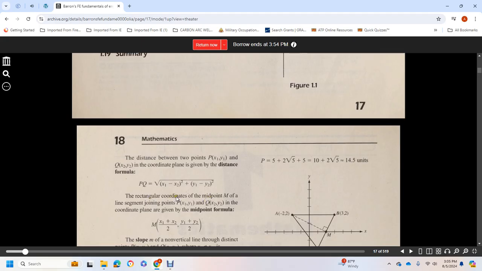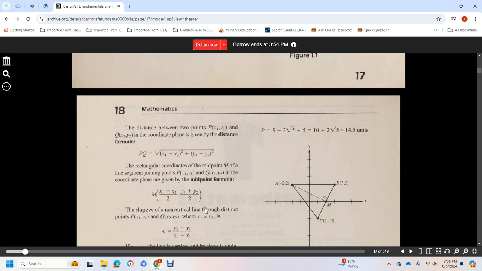The rectangular coordinates of the midpoint of the line segment between P (x1, y1) and Q (x2, y2) in the coordinate plane are given by the midpoint formula. The midpoint is equal to x1 plus x2 over 2, and the y-coordinate is y1 plus y2 divided by 2.